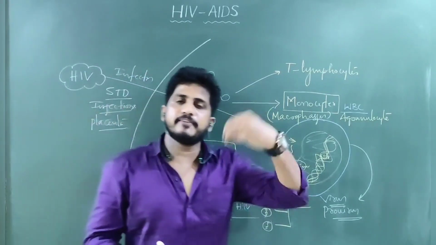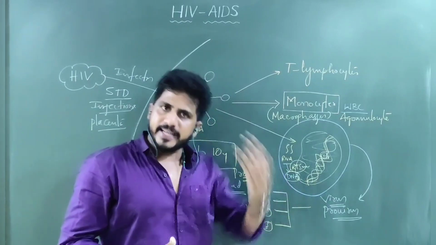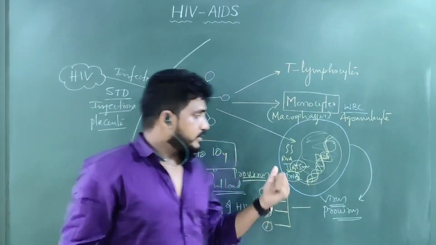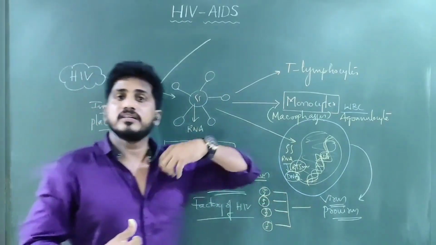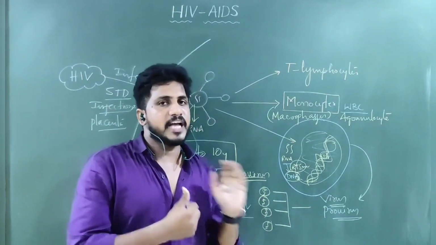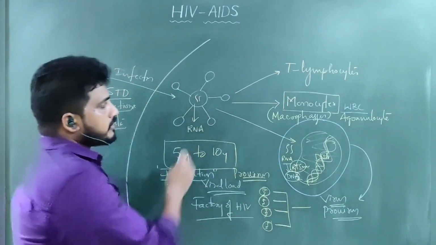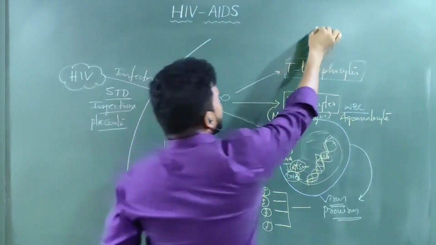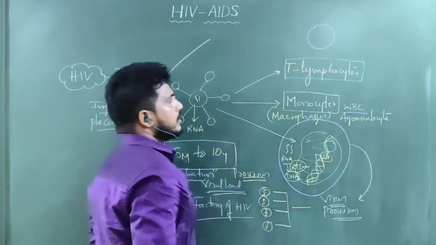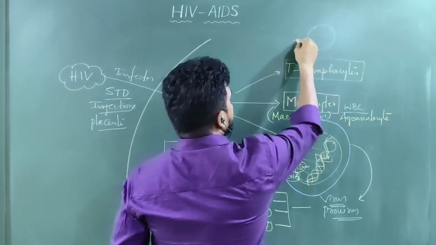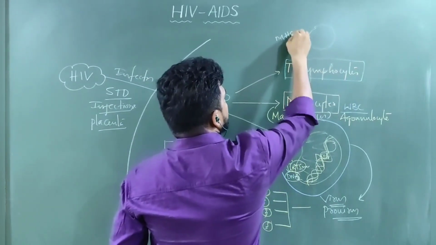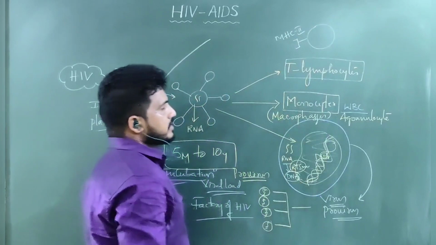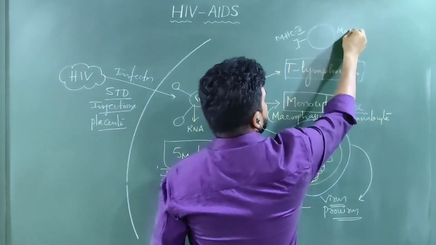But once a person is infected by HIV, not the very next month, he can be positive. In this stage, this person is not showing any symptom. It is an asymptomatic period. On the other hand, T lymphocytes having MHC2 receptors, meaning major histocompatibility.